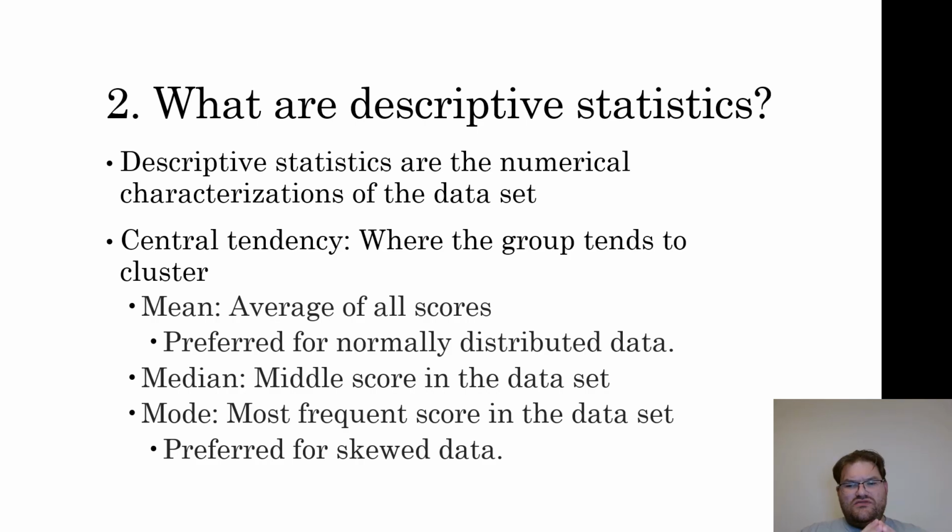When reporting the mean, it's preferred for normally distributed data, and I'll show you what that looks like. It's the bell-shaped curve. The median is the middle score in a data set. So we could line all of the scores up, using the psychology exam scores, and find out what's that middle score. Then there's the mode, which is the most frequent score in the data set. The median and mode are preferred for skewed data. So let's look at this.